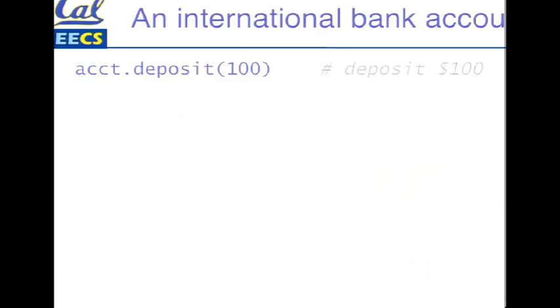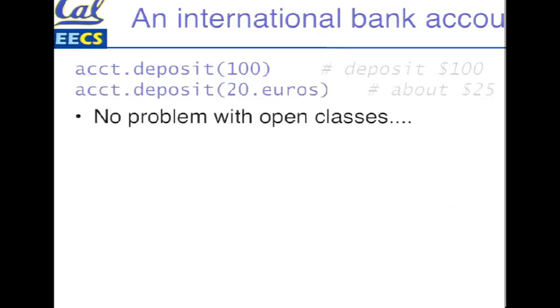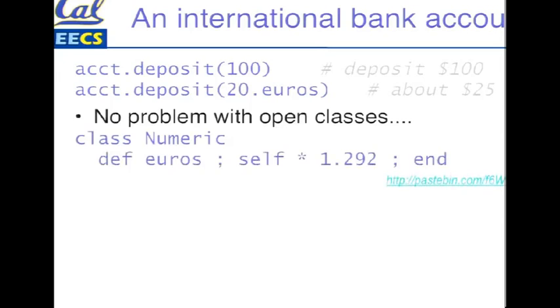What would we prefer to be able to write when depositing euros, let's say, into our account? Well, it would be nice if we could just do that. Okay, well, that's cool. We could do that. With open classes, it's not a problem, right? With great power comes great responsibility. We'll just reopen the numeric class, and we're going to add a euros method to it, which will just multiply it by the conversion factor between dollars and euros. Simple method.